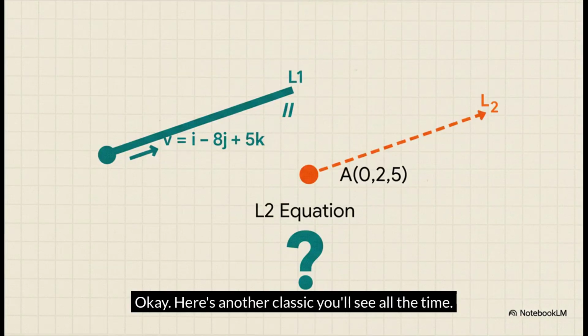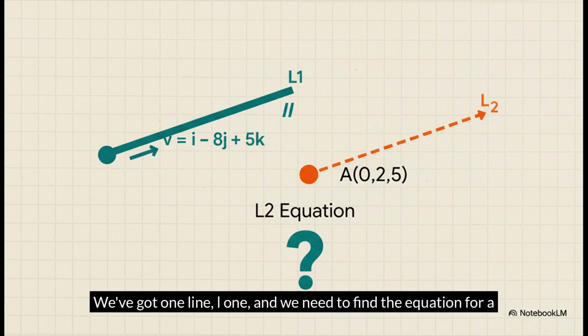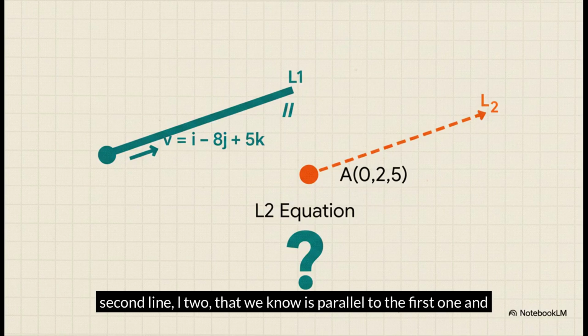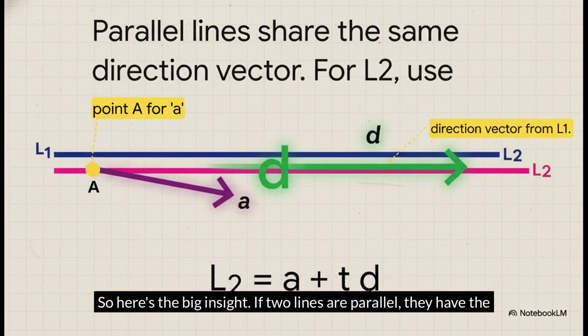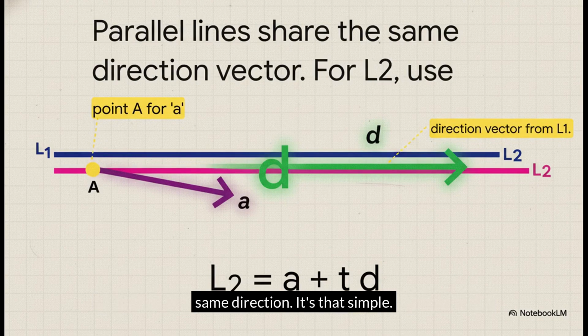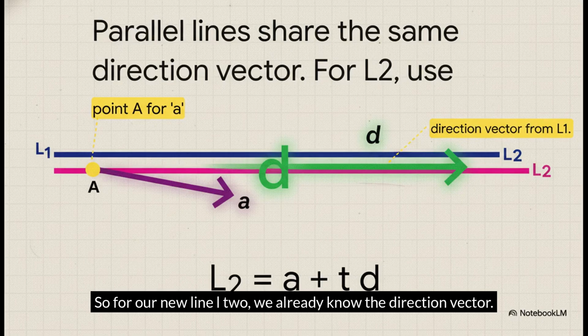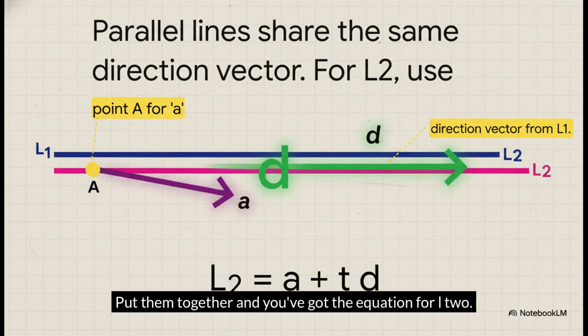Okay, here's another classic you'll see all the time. We've got one line, L1, and we need to find the equation for a second line, L2, that we know is parallel to the first one and goes through a specific point, A. So here's the big insight. If 2 lines are parallel, they have the same direction. It's that simple. So for our new line L2, we already know the direction vector. We can just steal it from L1. And we have our starting point A. That's just point A. Put them together, and you've got the equation for L2.